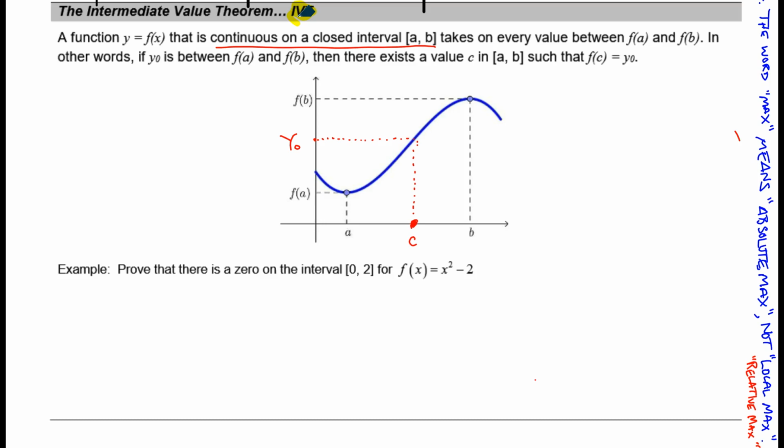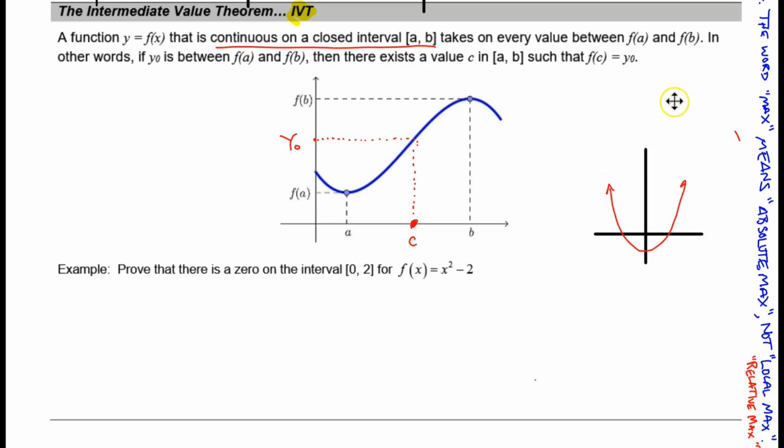So prove that there is a 0 on the closed interval from 0 to 2 for f of x equals x squared minus 2. Well, hopefully, visually we ought to be able to figure out what x squared minus 2 looks like. We know that the graph of that function is going to be a parabola, and it's going to be a parabola that is shifted down from the origin by 2 units. So I'm going to go ahead and shift that thing down just to illustrate what that would look like.